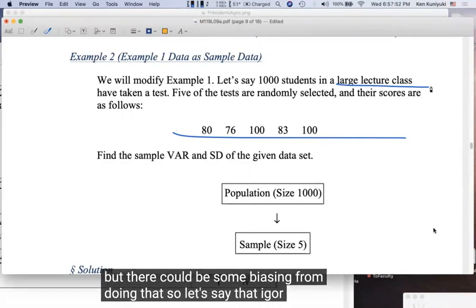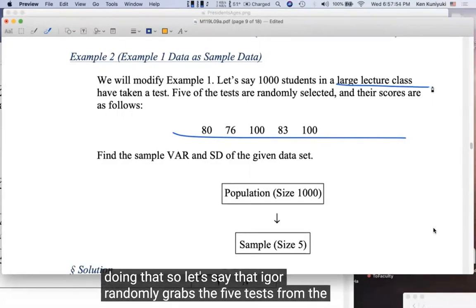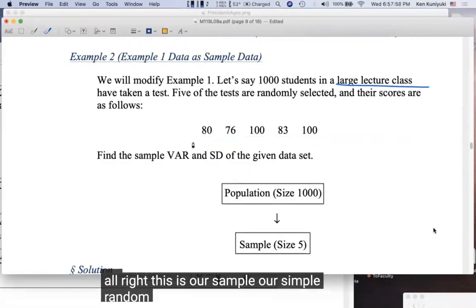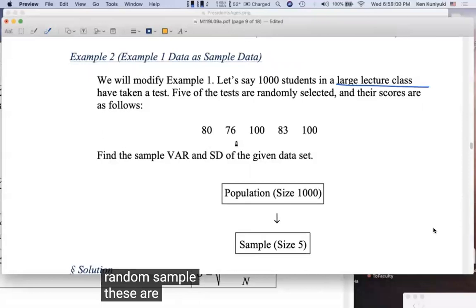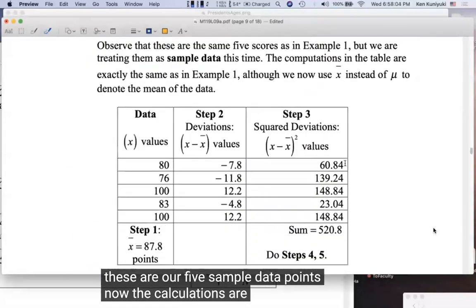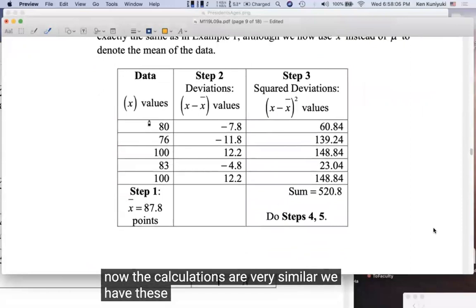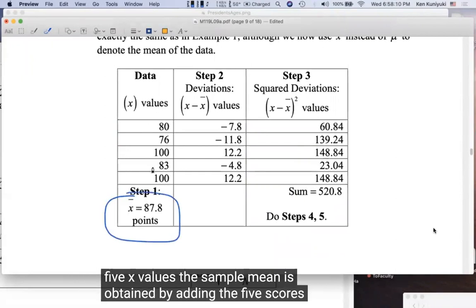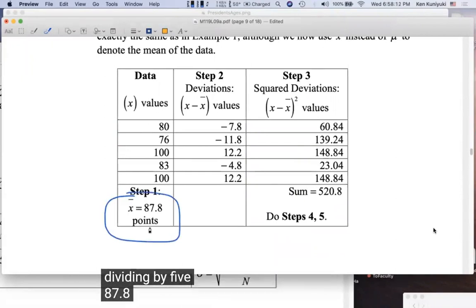So let's say that Igor randomly grabs the 5 tests from the air, right? This is our sample, our simple random sample. These are our 5 sample data points. Now, the calculations are very similar. We have these 5 x values. The sample mean is obtained by adding the 5 scores and dividing by 5, 87.8 points.